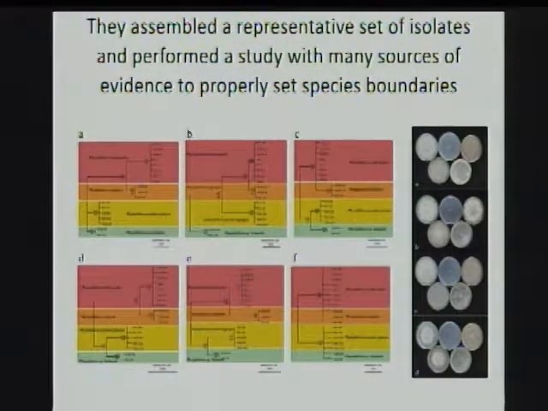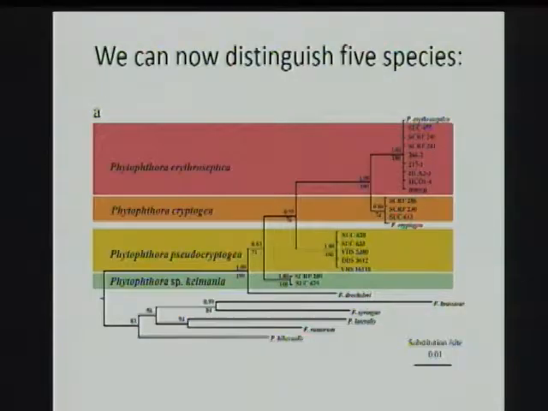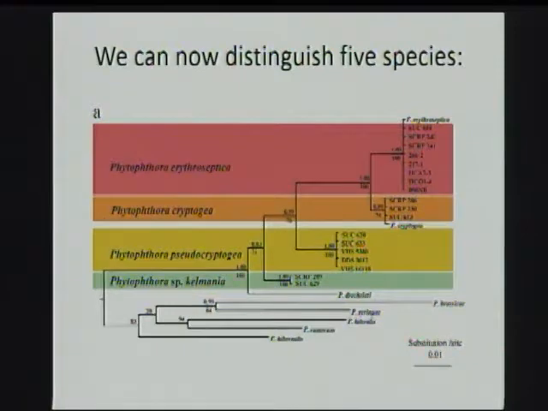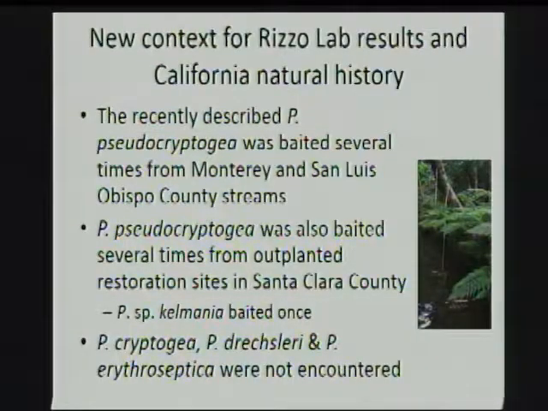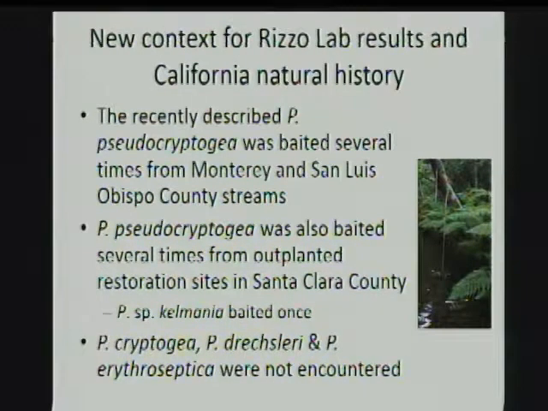So we like to use the morphology too. And they were able to find 5 different species out of this group, and they needed to add Phytophthora pseudocryptogea in order to accommodate a new group. But these are nicely well divided, and I can identify them with the sequences that we use. And so all of a sudden now we can take the results that we have in the Rizzo lab and start asking questions that we couldn't ask before about the natural history and the distribution of these species.